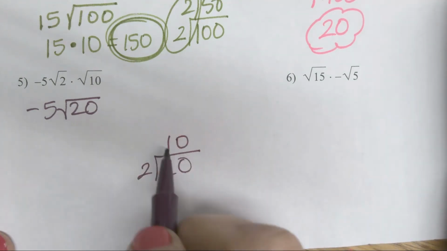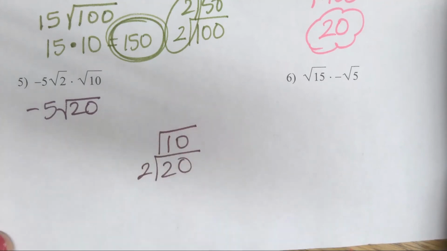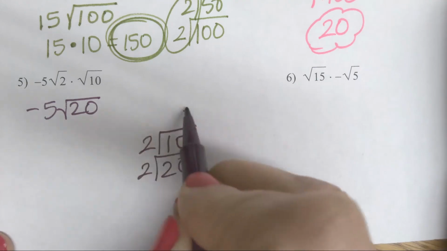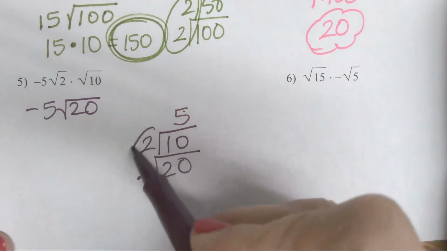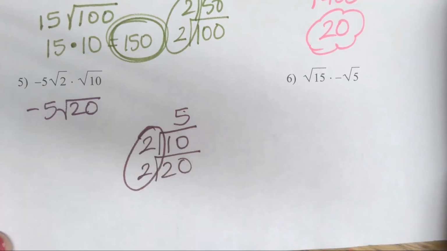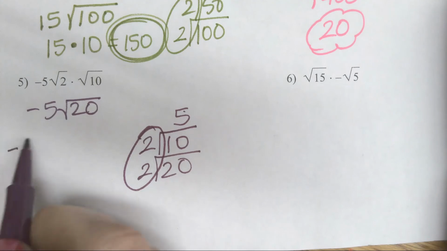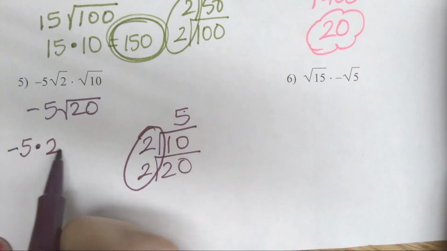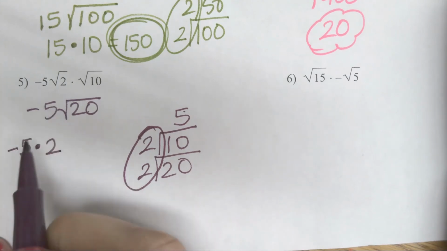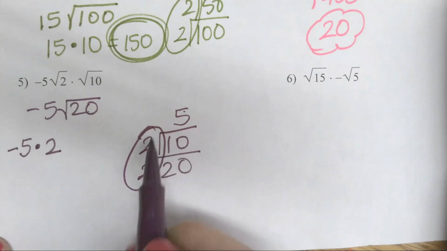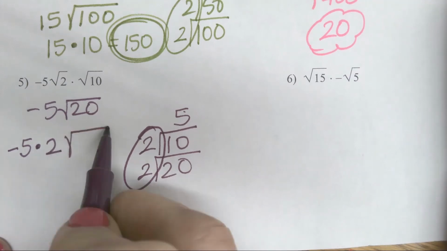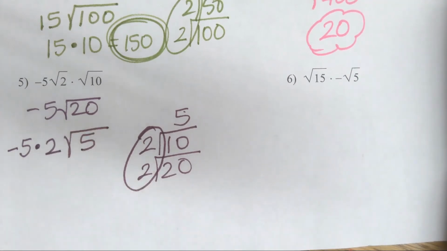I can divide 20 by 2, I get 10. I can divide 10 by 2, I get 5. So for every pair I see, 1 goes out. The -5 is still there, so I'm just bringing that -5 down. This 2 is from my pair of 2's over here. And then what's left without a pair is the square root of 5.